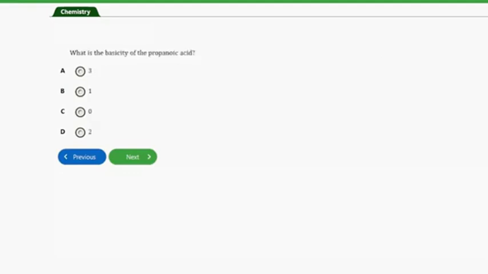So let's look at the next question, question number 3. It says, what is the basicity of the propanoic acid? So we have A 3, B 1, C 0, D 2. So guys, propanoic acid is actually a monoprotic acid, so the basicity is 1. So option B is the correct answer to this question.